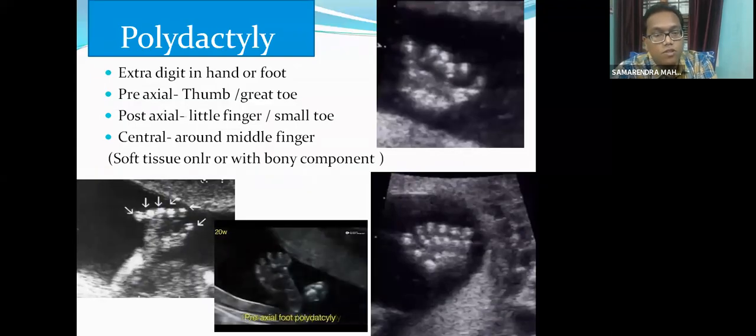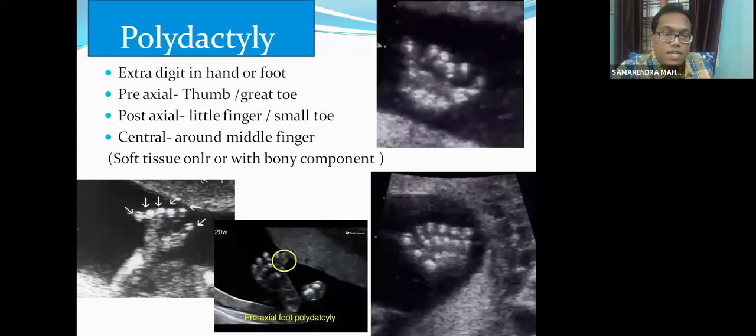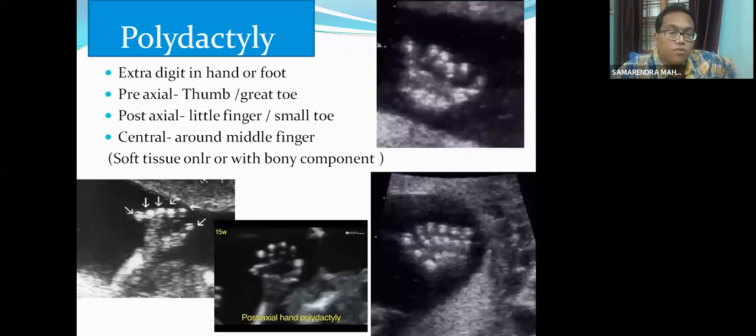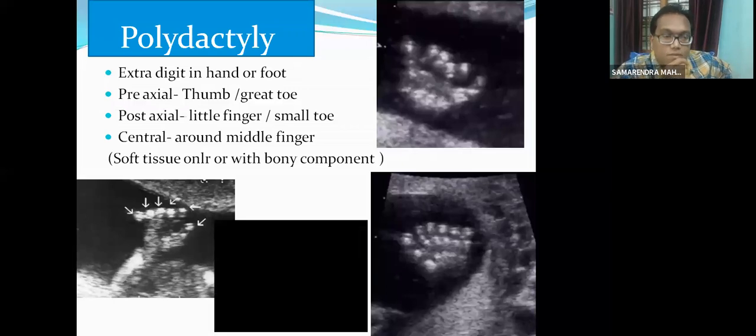So now coming to polydactyly. Polydactyly is an extra digit in the hand or foot, and it is considered to be of three types: pre-axial, post-axial, and central. When the extra digit is on the side of the thumb, that means the first finger, or the great toe, it is considered pre-axial. And what is present on the little finger or small toe side is post-axial. And central means it is around the middle finger.